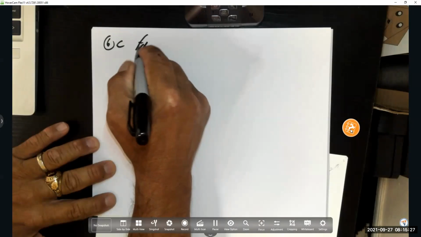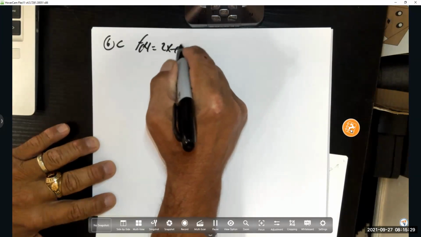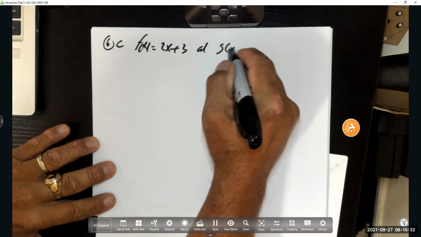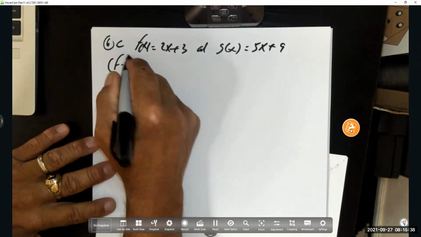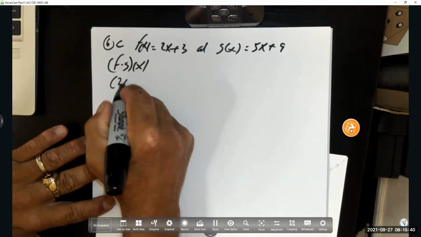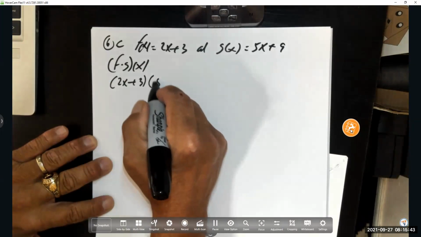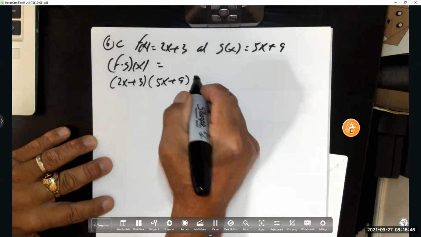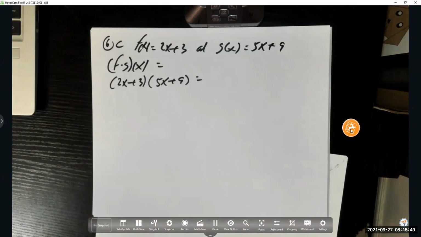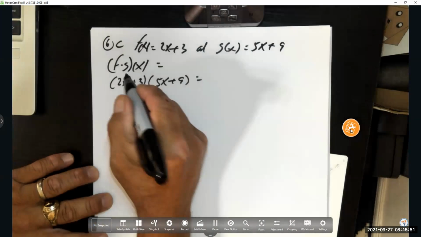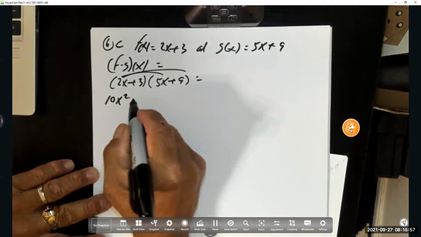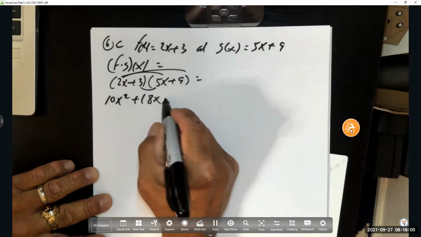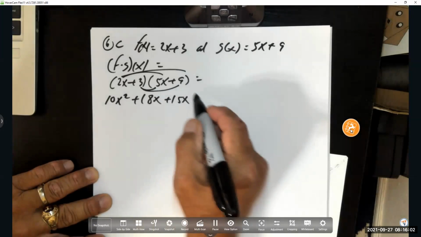6 letter C. Okay. It's gonna be the same problem. F of x is 2x plus 3, and g of x is 5x plus 9. It's gonna say f times g of x. You multiply these two numbers together. 2x plus 3 multiplied times 5x plus 9. So I'm gonna do FOIL all this business. Ready? So the first one, 2 times 5, that's gonna be 10x squared. 2 times 9 is going to be 18x. 3 times 5 is going to be 15x. And 3 times 9 is 27.